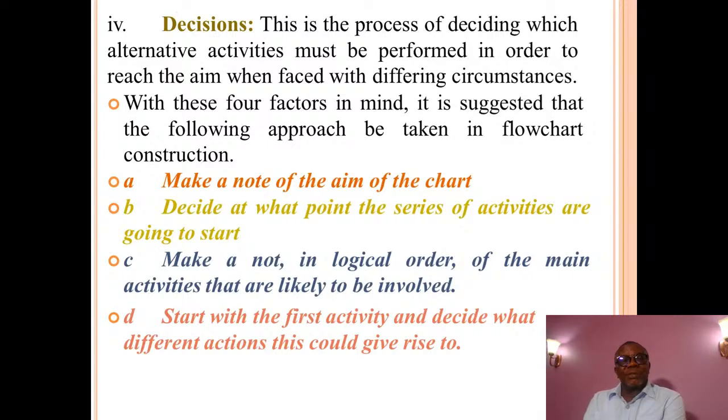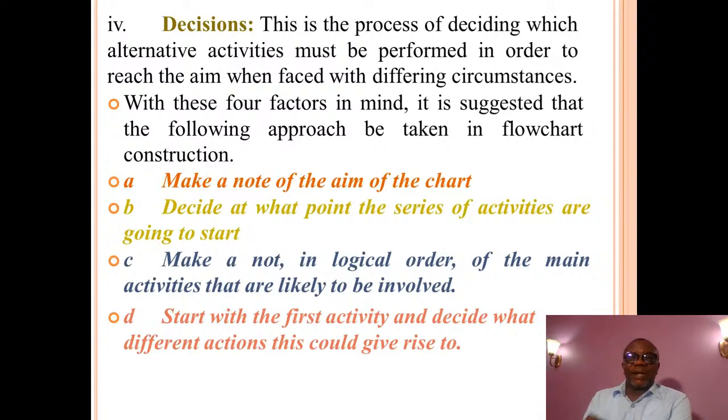Four, there must be decisions. So this is the process of deciding which alternative activities must be performed in order to reach the aim when faced with differing circumstances. Like we said before, it can be from A to B or C. So there are two circumstances, and you must take a decision on which one to follow.